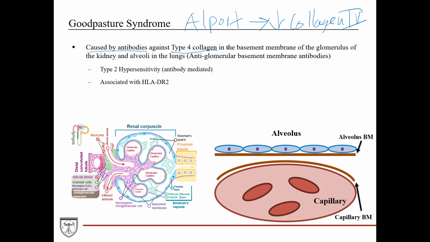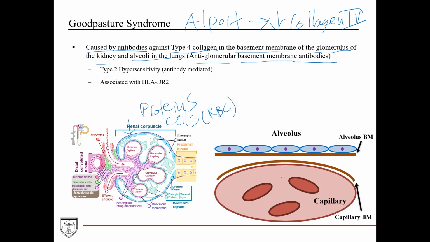Autoantibodies against type 4 collagen in the basement membrane of the glomerulus of the kidney and then the alveoli in the lungs. So essentially anti-glomerular basement membrane antibodies. So remember this picture when we talked about Goodpasture's. Here's that basement membrane, this thick line on the diagram that represents this structure that helps keep out, remember, proteins and cells, mainly red blood cells.